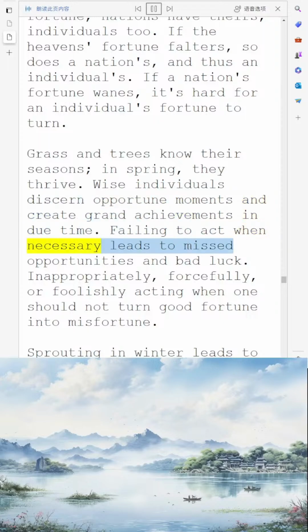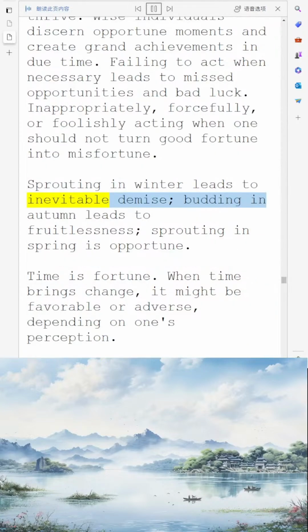Failing to act when necessary leads to missed opportunities and bad luck. Inappropriately, forcefully, or foolishly acting when one should not turns good fortune into misfortune. Sprouting in winter leads to inevitable demise. Budding in autumn leads to fruitlessness. Sprouting in spring is opportune. Time is fortune. When time brings change, it might be favorable or adverse, depending on one's perception.